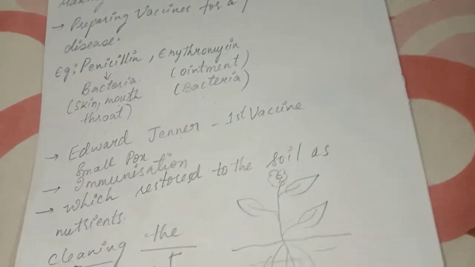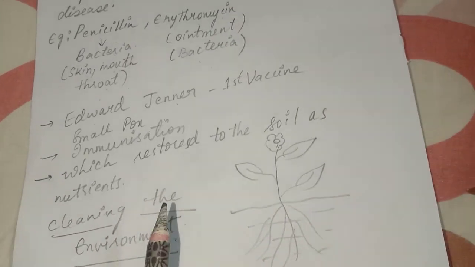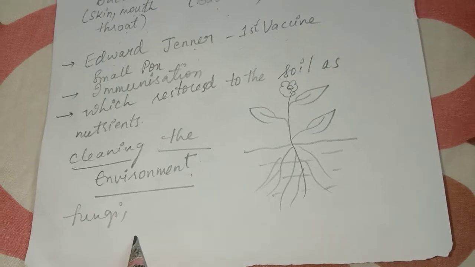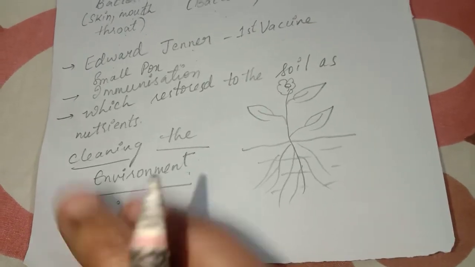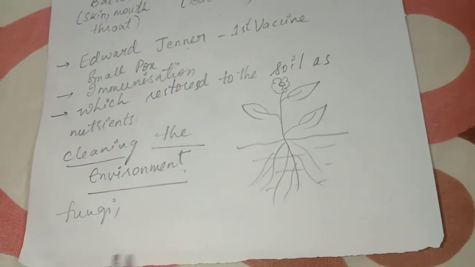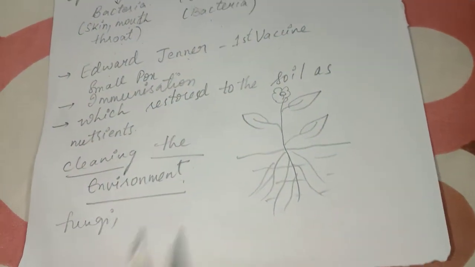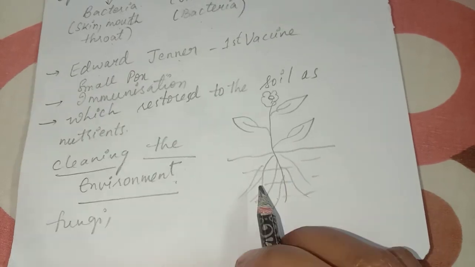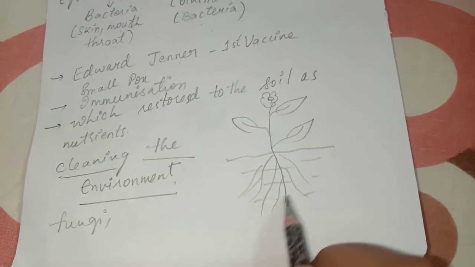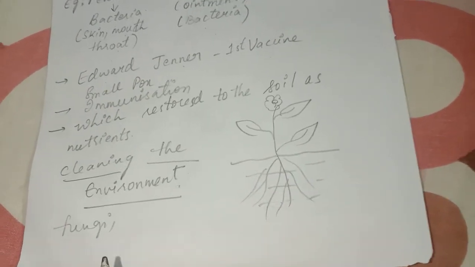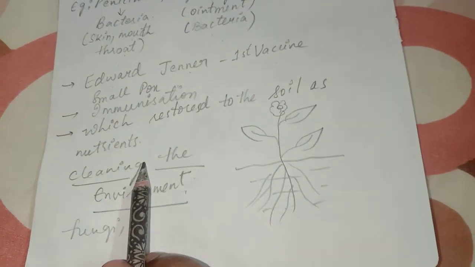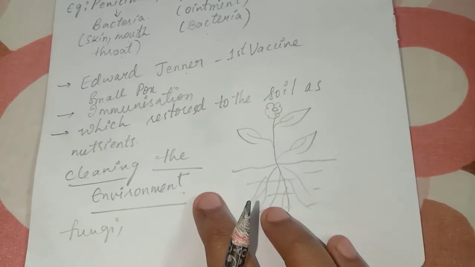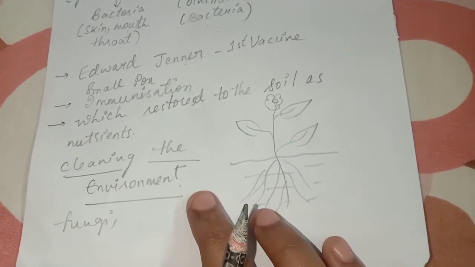The next one is the cleaning of the environment. In cleaning the environment, microbes such as bacteria, fungi, and protozoa decompose the tissue of dead animals and plants to derive their nutrition. For example, if a plant decomposes, these microbes break down the plant tissues into simpler, smaller substances and restore them into the soil. So all the dead organisms, by the action of these microbes, are decomposed, keeping our planet clean.